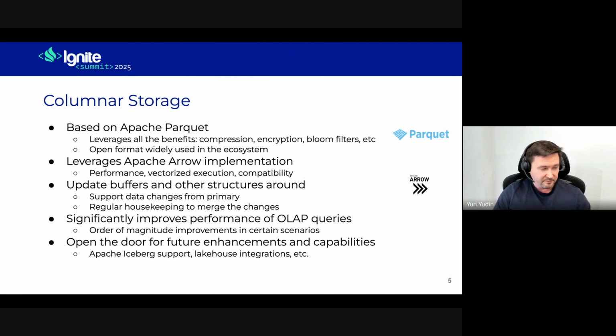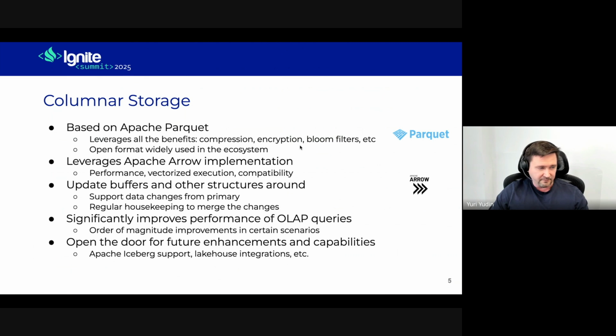With the capable Calcite SQL engine, all of the above brings significant performance improvements for your heavy analytical queries. Segregation of the load with primary and secondary zones allocated on different nodes brings further benefits of eliminating the noisy neighbor problem. And also, all of the above opens the door for future enhancements and capabilities, like on-the-fly Apache Iceberg support. We could also extend the storage capacity into the cloud and add more advanced lakehouse integrations and many more.